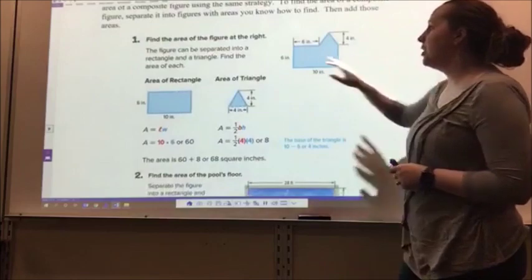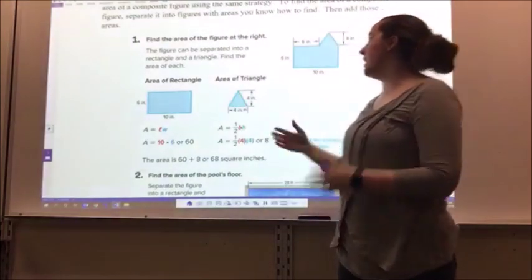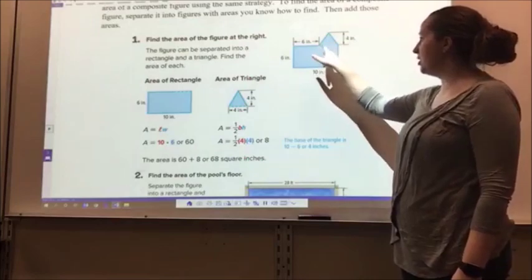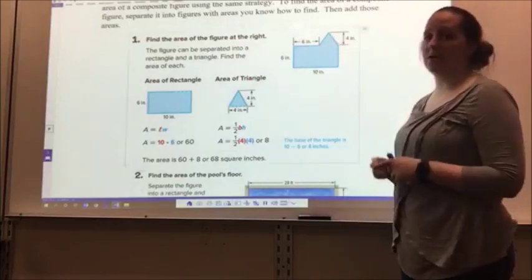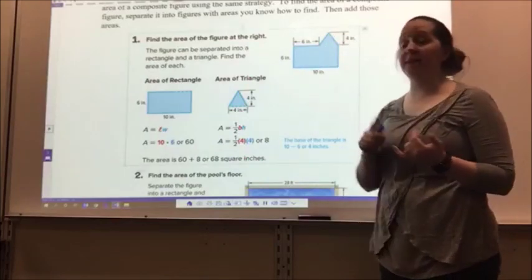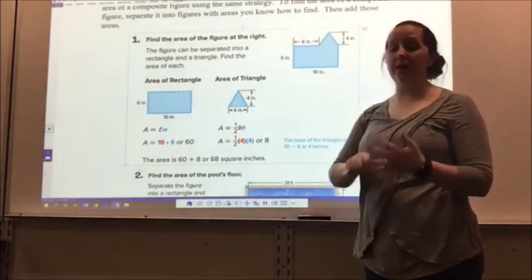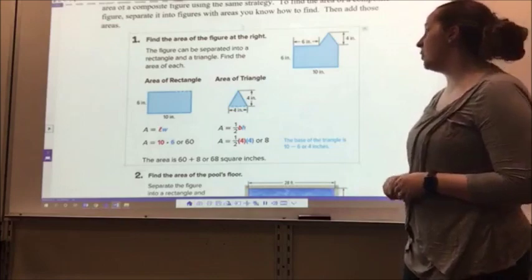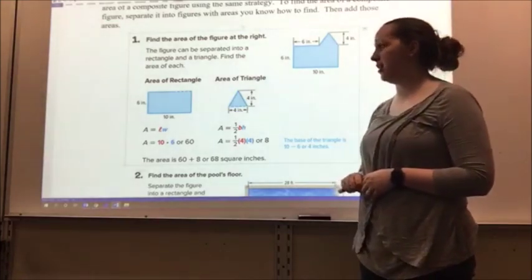For example, find the area of the figure at the right. I look at this figure. I see a rectangle right there, and I see a triangle. I know how to find the area of a rectangle, and I know how to find the area of a triangle. So that's what I do. The figure can be separated into a rectangle and a triangle. I find the area of each.